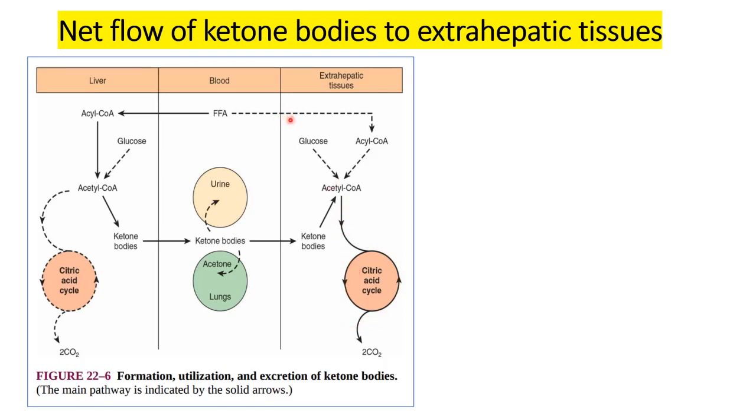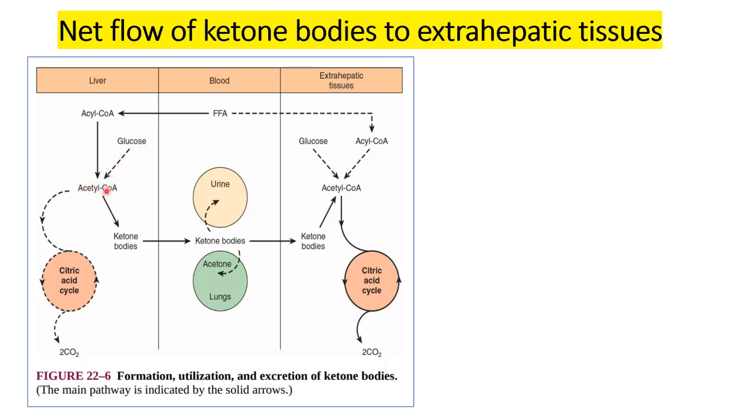Now what are these dotted lines? These are the other possible pathways of the free fatty acids. Free fatty acids in the extrahepatic tissues can be converted to acyl-CoAs and form acetyl-CoA. Acetyl-CoA can also come from glucose, but this will be during the fed state. So in our case, since we are talking about synthesis of ketone bodies, this is mostly taking place in fasting or starvation or in diabetes mellitus. So we are not considering this. But these are the pathways that will be active during the fed state.